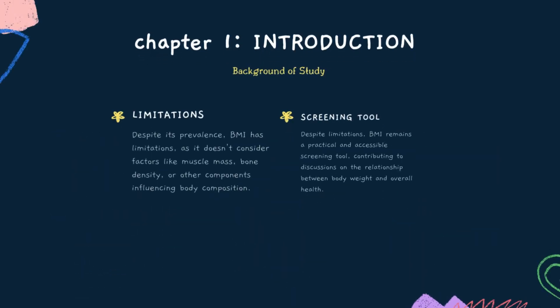Continuing with the background of study, limitations. Despite its prevalence, BMI has limitations as it doesn't consider factors like muscle mass, bone density, or other components influencing body composition. And last but not least is screening tool. Despite limitations, BMI remains a practical and accessible screening tool, contributing to discussions on the relationship between body weight and overall health.